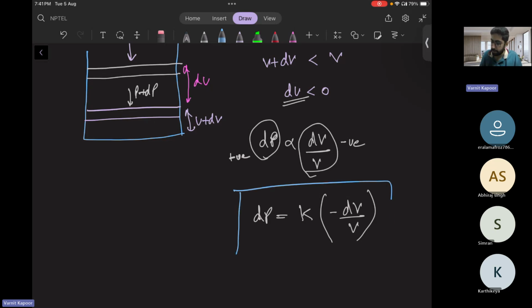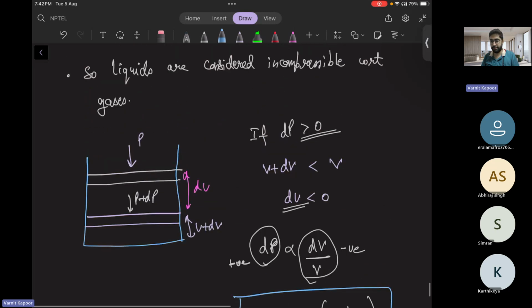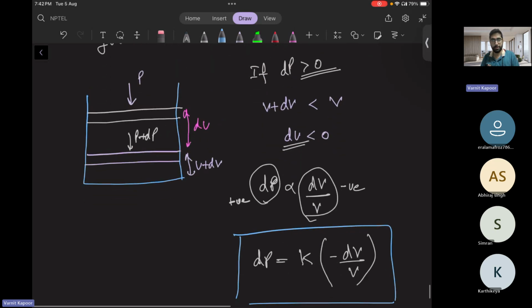Any doubts that how with respect to pressure change your volume changes? Any doubts? Yes, no? No, sir. What is the doubt? Okay, no doubts. Okay, great.